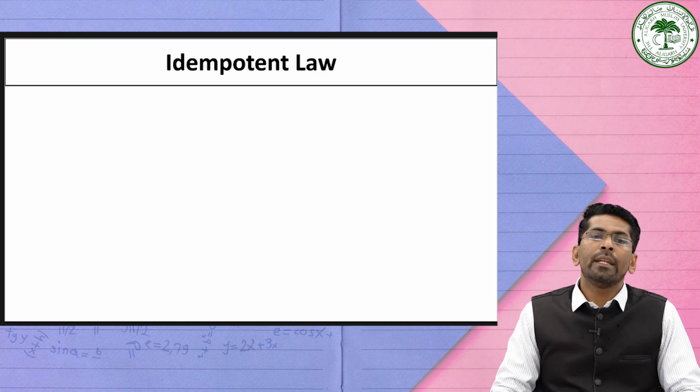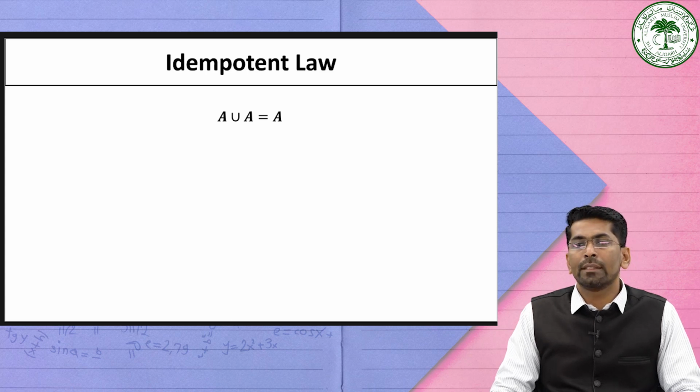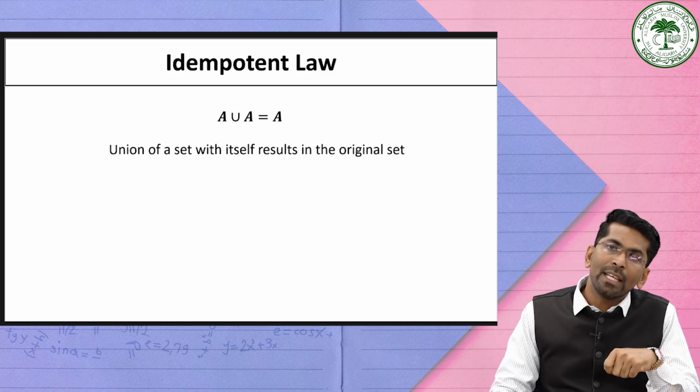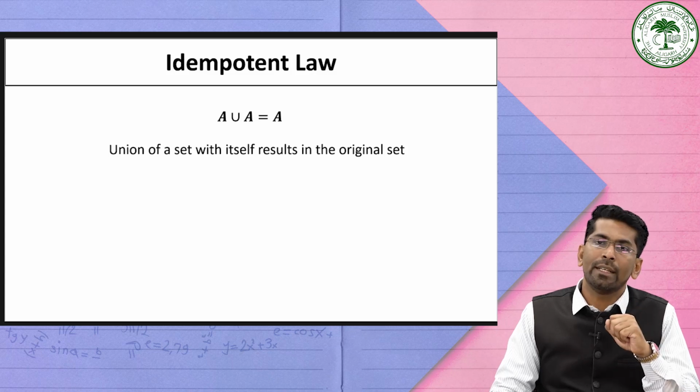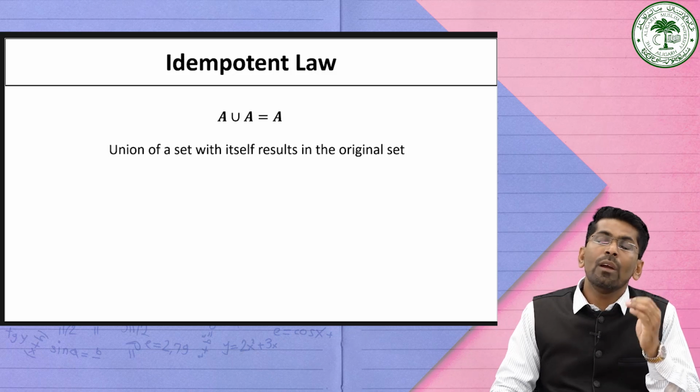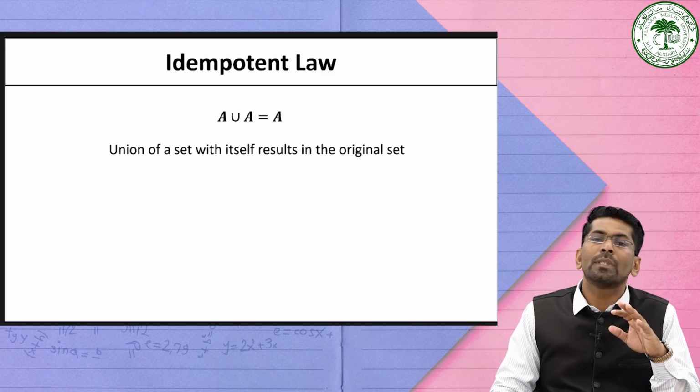Now the next property is the idempotent law, that is A union A equals A. It represents the idempotent law for the union of sets. This law states that the union of a set with itself results in the original set. Mathematically, the idempotent law for union is expressed as A union A equals A. Here the elements in a set are unique, and including the same elements multiple times in a union does not change the set.